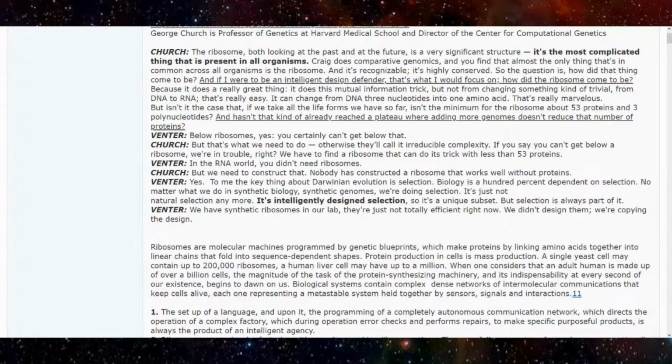And Venter: yes. To me, the key thing about Darwinian evolution is selection. Biology is 100% dependent on selection. No matter what we do in synthetic biology, synthetic genomes, we're doing selection. It's just not natural selection anymore. It's intelligently designed selection. So it's a unique subset, but selection is always part of it. And Venter: we have synthetic ribosomes in our lab. They're just not totally efficient right now. We didn't design them. We're copying the design.